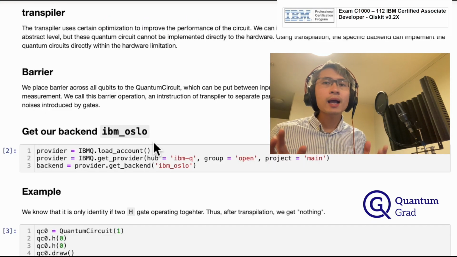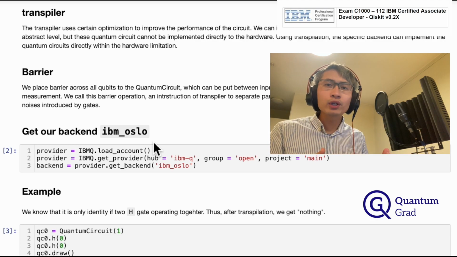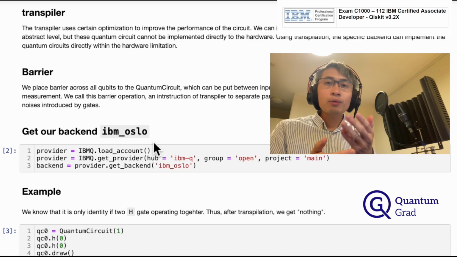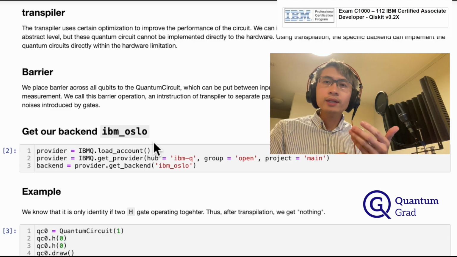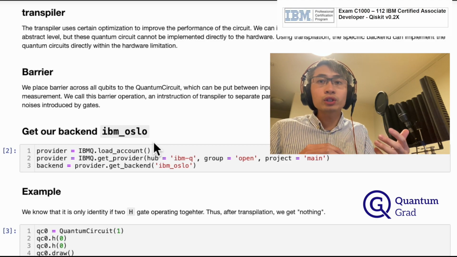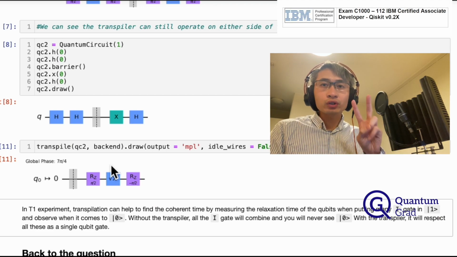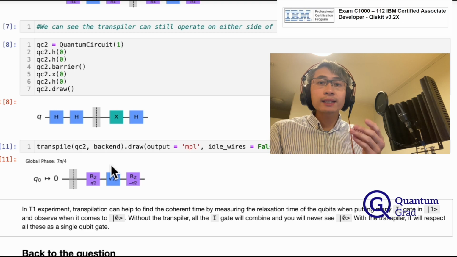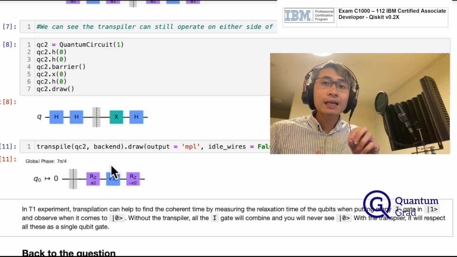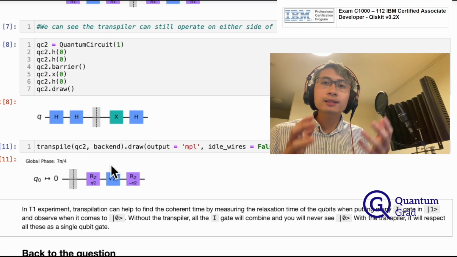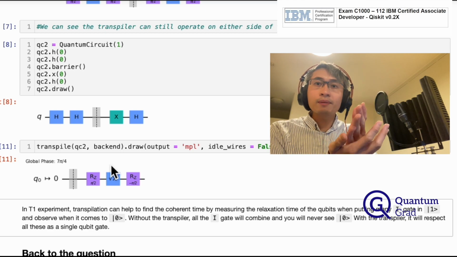We place barrier across quantum circuits, which can be put between the input state and the operation, or between the operation and the measurement. So the barrier operation is the instruction to the transpiler to separate parts of the operation. By doing this, we can measure some noises introduced by the gates. Now we observe QC2. On the left hand side, we have 2 Hadamard gates. On the right hand side, we have X and H gate. As we know that 2 Hadamard gates put together give us the identity gate. But on the right hand side, we see the transpilation when we put the barrier in between.